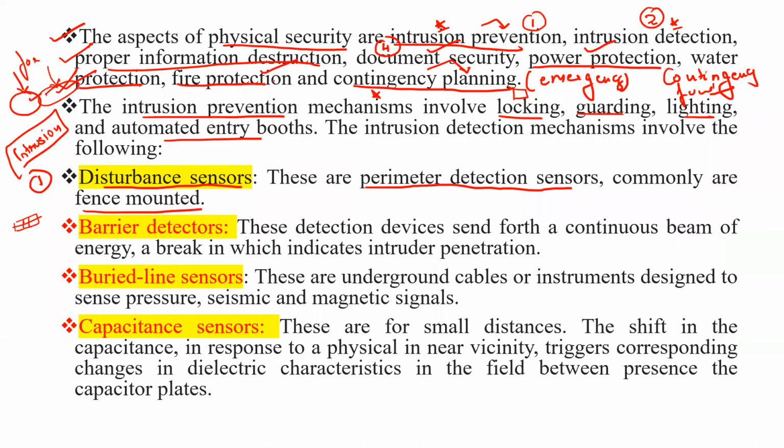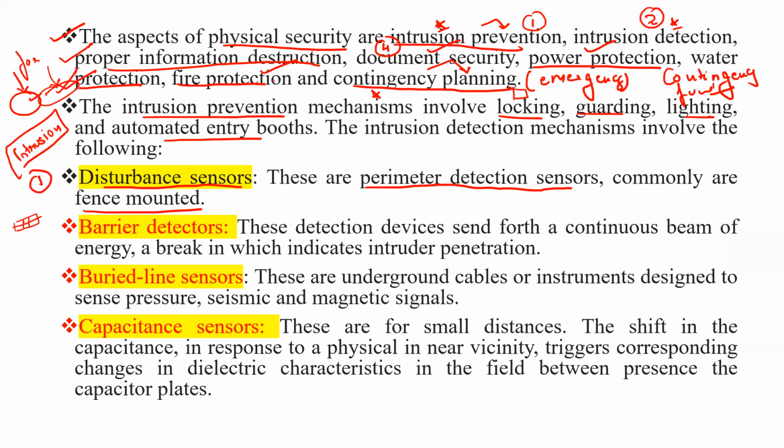Okay, so they can detect if anyone unauthorized is coming. Disturbance sensors are the perimeter detection sensors. These perimeter detection sensors are commonly fence mounted.